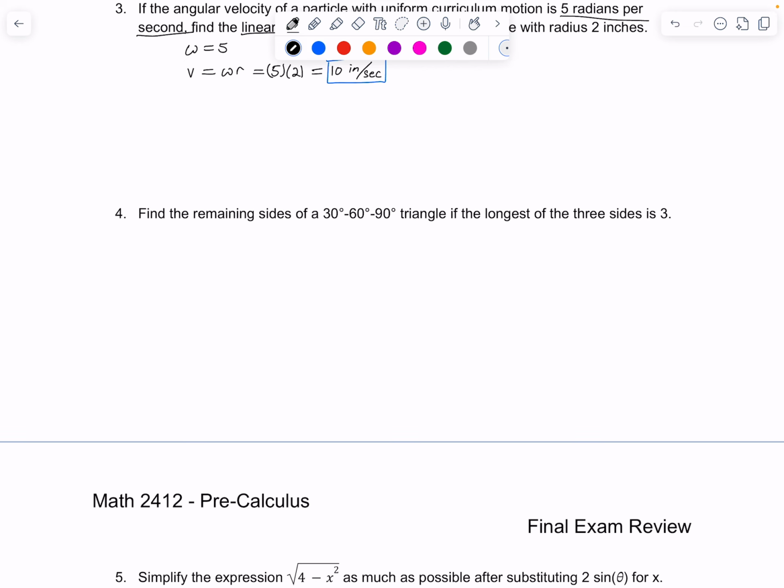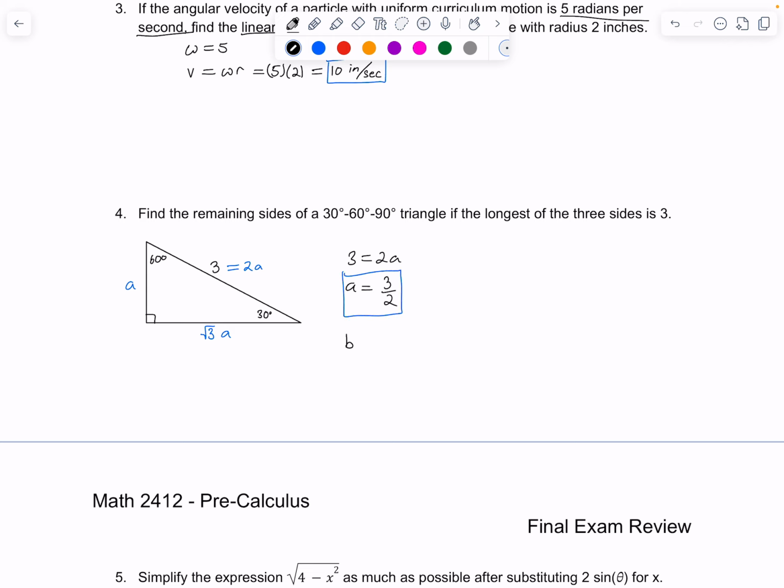Number 4, find the remaining sides with 30, 60, 90 triangle. So let me label that. 30, 60, and 90. The longest of the three sides is 3. So hopefully you remember, you do need to have this memorized, that in a 30, 60, 90 triangle, the ratios are A, 2A is the hypotenuse, and root 3A is the long leg. So in this case, 3 is equal to 2A, which means if we divide both sides by 2, we get A is 3 over 2. So the second side is 3 over 2.